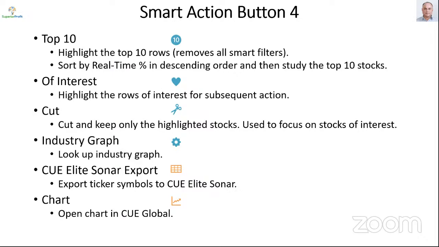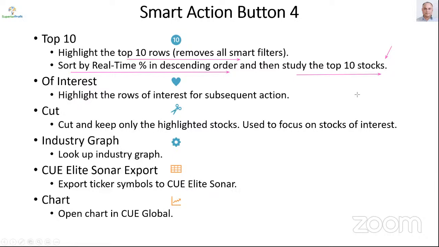More smart action buttons. Top 10 button highlights the top 10 rows, removes all smart filter. Sometimes I use it to first sort by, for example, descending order, so the best performing stocks come to the top, and then click the top 10 button to highlight the top 10 stocks. And then I may read the industries to see which industry stocks are there.